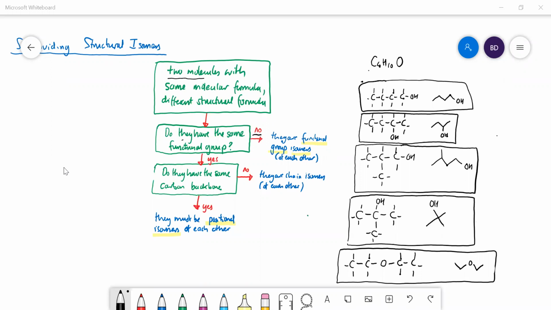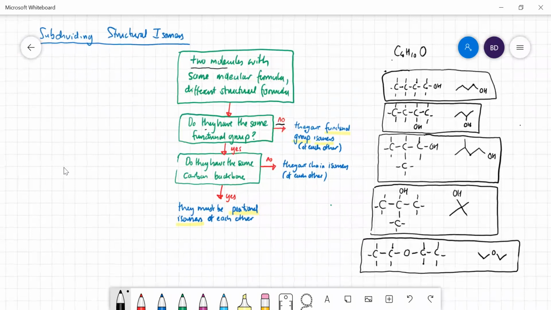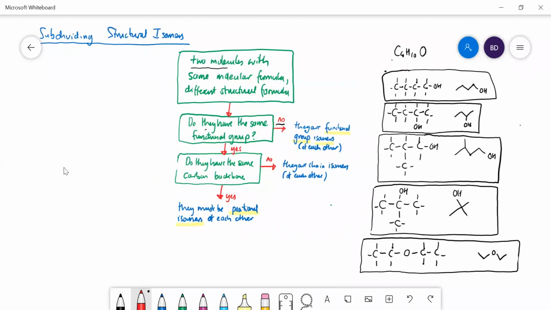In this video we're going to look at subdividing structural isomers, and remember that there are three different categories. You can have functional group, chain, and positional isomers. Really these three terms are only meaningful when you are comparing two molecules with each other.